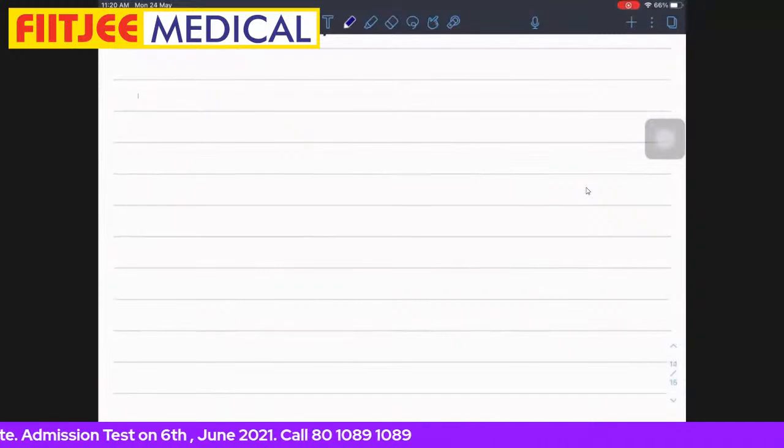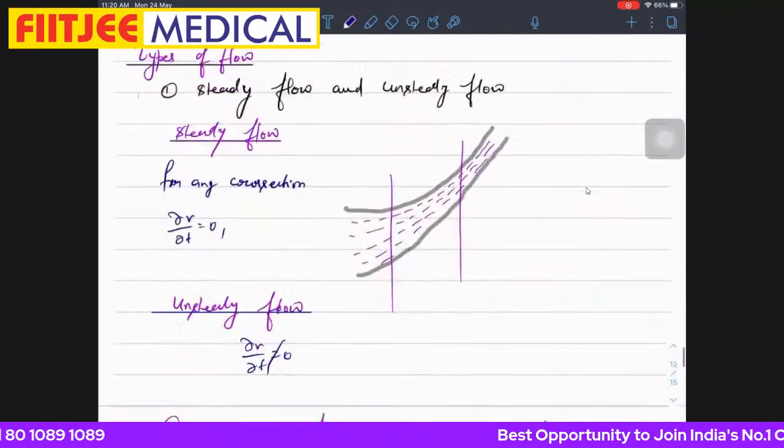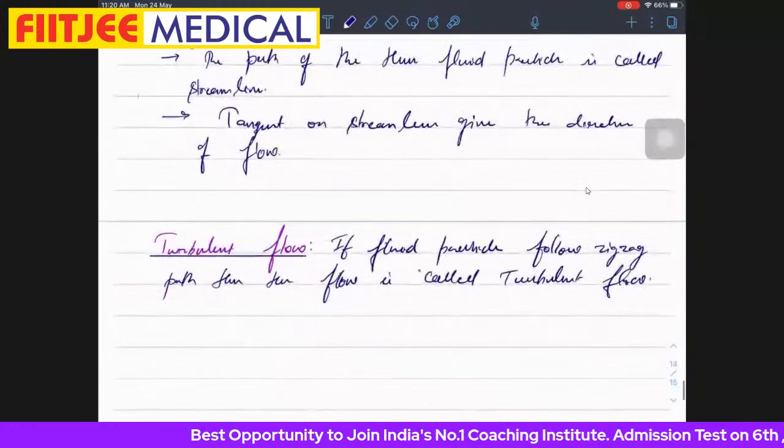So these were the types of flow in case of fluid mechanics. So we have discussed steady flow, unsteady flow, uniform flow, non-uniform flow, laminar flow, and turbulent flow.